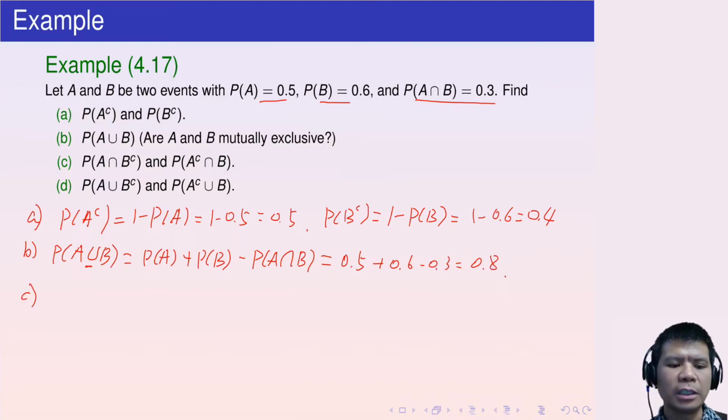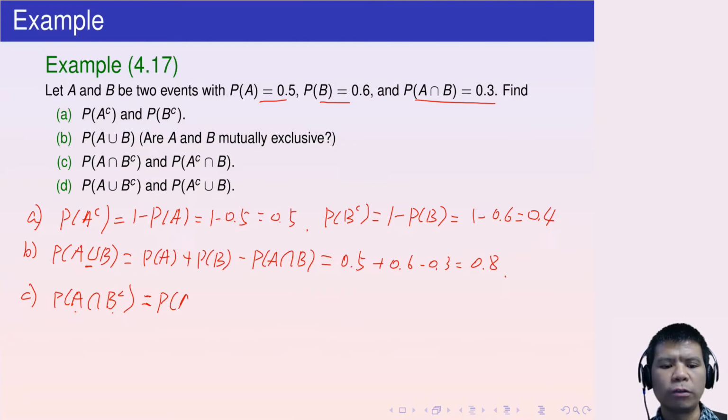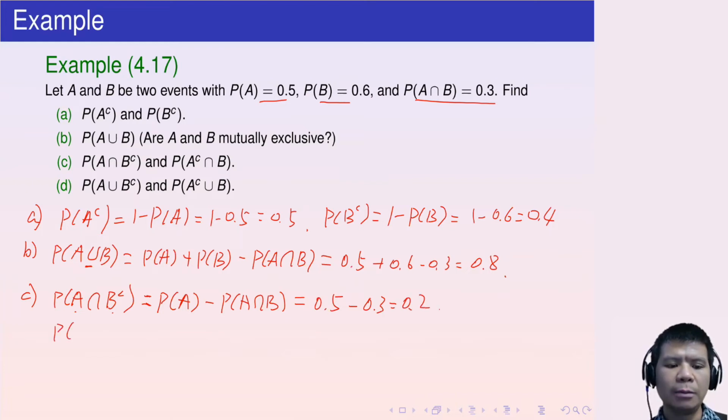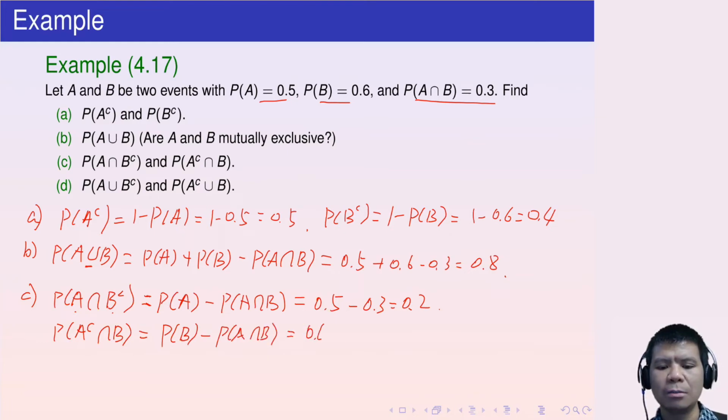Okay. Now for C, the probability of A intersect B complement. Using the difference rule, it's in A, not in B, so exclude the intersection from A. Excluding the intersection from A, that's 0.5 minus 0.3 equals 0.2. And the probability of A complement intersect B is to exclude the intersection from B. So probability of B minus the probability of their intersection equals 0.6 minus 0.3, which is 0.3.